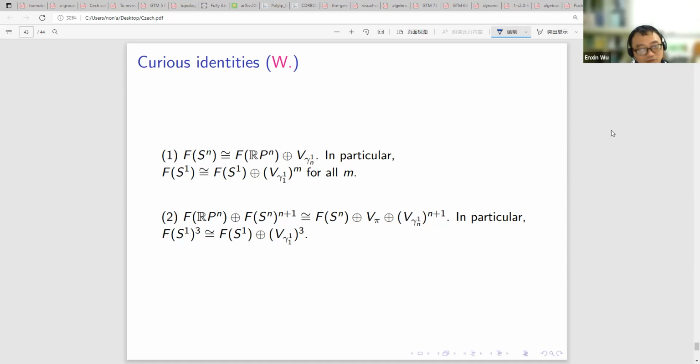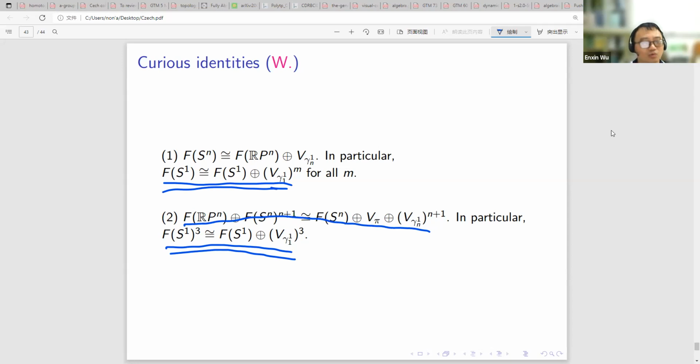So here is also S1, but I didn't say what it is. Let me just roughly say it's the same as this. When n equal to 1, it's the same as the canonical line bundle on S1. So in particular, you will have this kind of isomorphism. To me, these are infinite dimensional splittings of diffeological vector spaces, and it's related to bundle theory. It's curious.